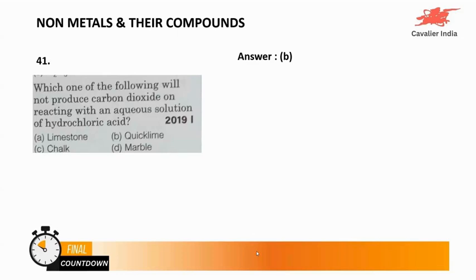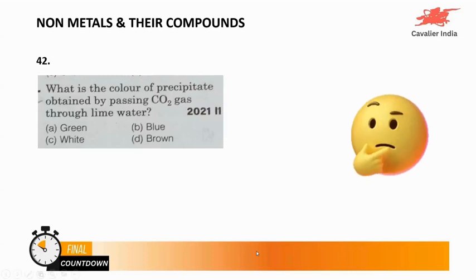Next, what is the color of the precipitate obtained when carbon dioxide gas is passed through lime water? Which one will be the answer? Yes, white color. Let me check your answers, everyone. Yes, white. Very good. Option C is the right answer.